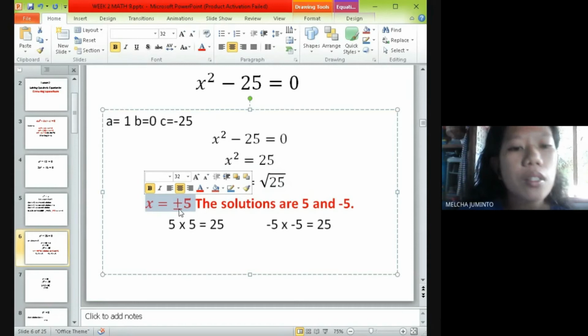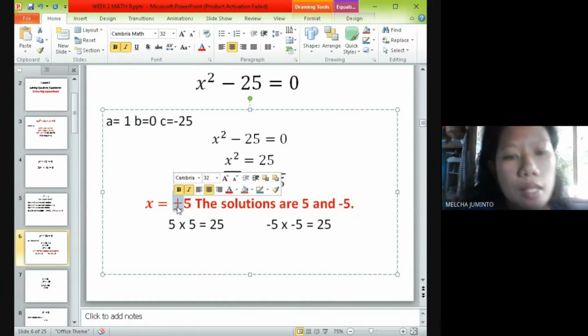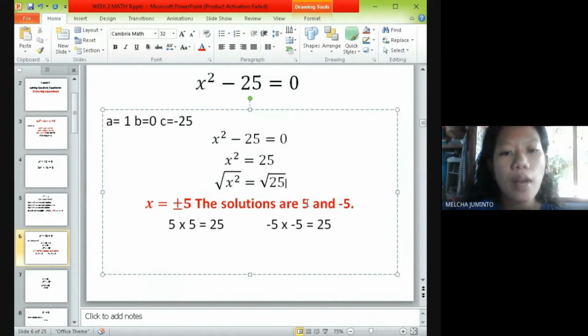Okay, why do we consider two answers? Because 5 times 5 is 25, and negative 5 times negative 5 is also positive 25. Therefore, every time we get the square root of a number, there are always two answers, one positive and one negative. Therefore, the solutions are 5 and negative 5, because the square roots of 25 are positive 5 and negative 5.